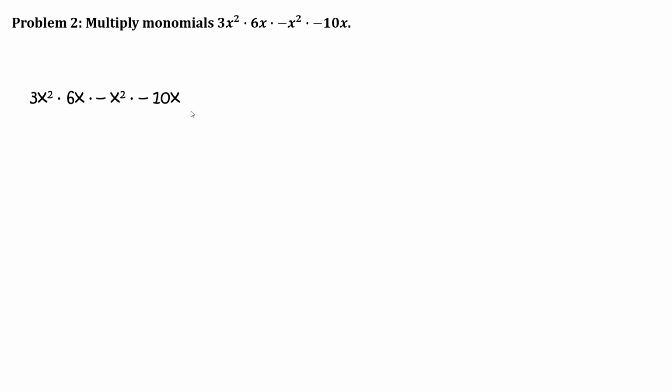The first thing I'm going to do is rewrite the problem. 3x squared times 6x times negative x squared times negative 10x. You don't have to do this, but I'm going to rearrange the terms so that the coefficients or the constant terms are together and the variable parts are together. So 3 times 6 times negative 1, because negative x squared means negative 1 times x squared. So negative 1 times negative 10, and then times x squared times x squared times x. And remember, I can do this because multiplication is both commutative and associative.